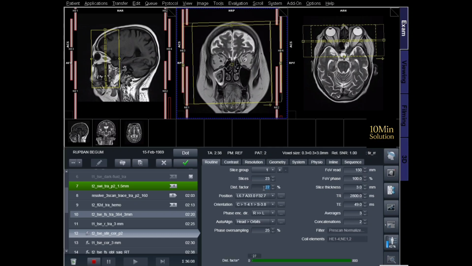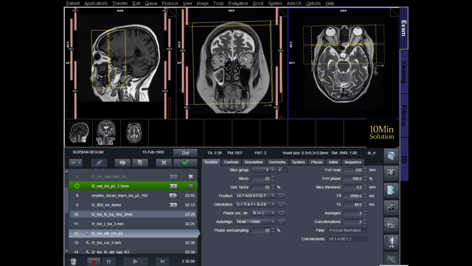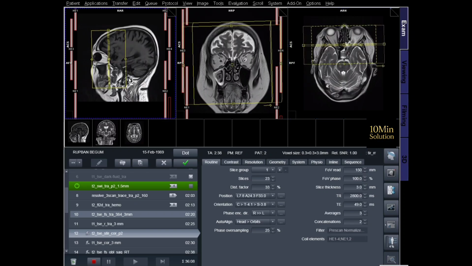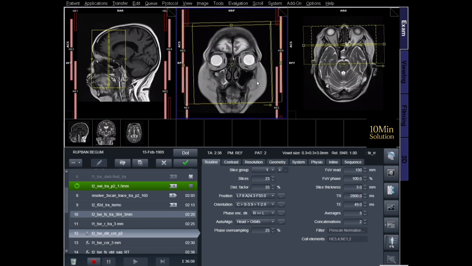Since the orbit is a very small and delicate structure, motion artifacts can significantly affect image quality. Therefore, the patient should be instructed to keep the head completely still during the scan. For better image quality, a head coil or dedicated orbital coil is typically used.